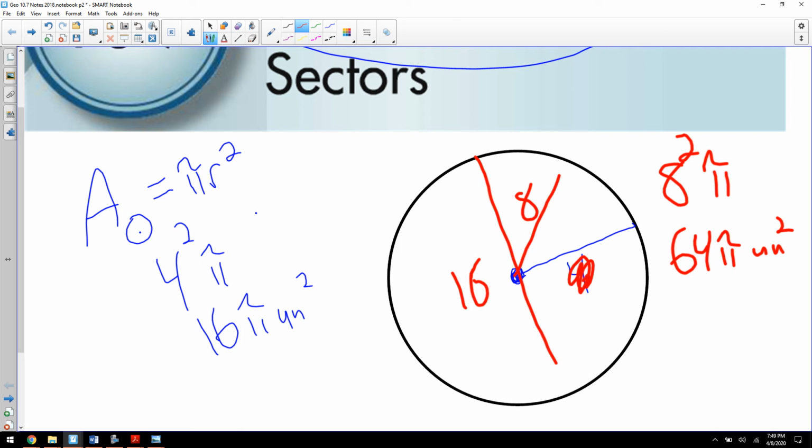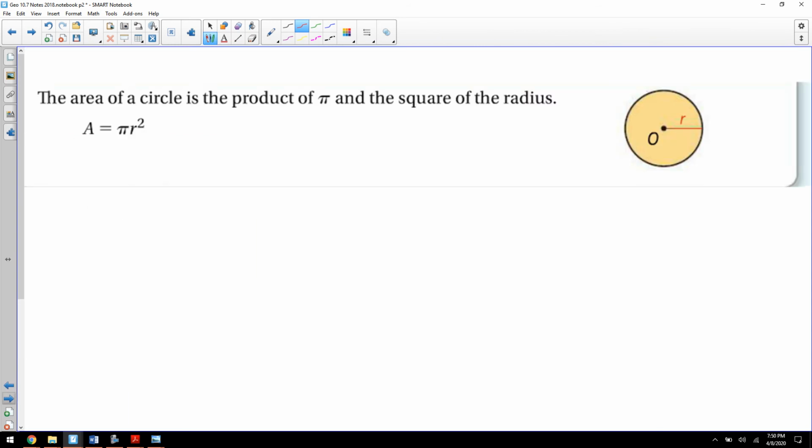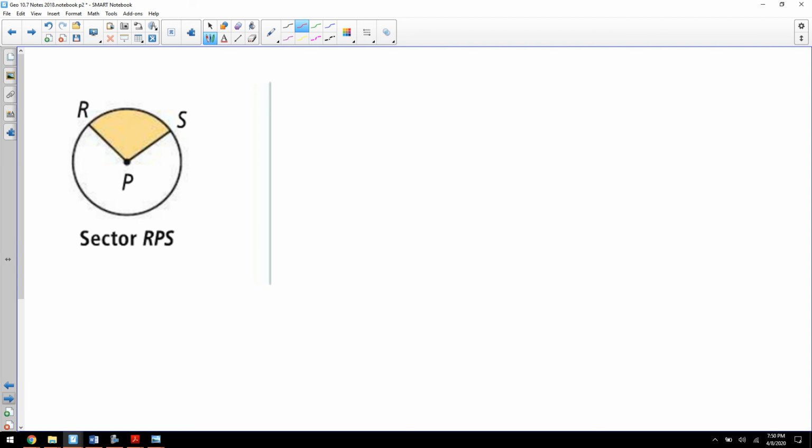So areas of circles, again, this is something you guys have learned probably in 7th grade or so. So that should be pretty easy. The new one is what we call a sector. Now, the sector is a little bit different.